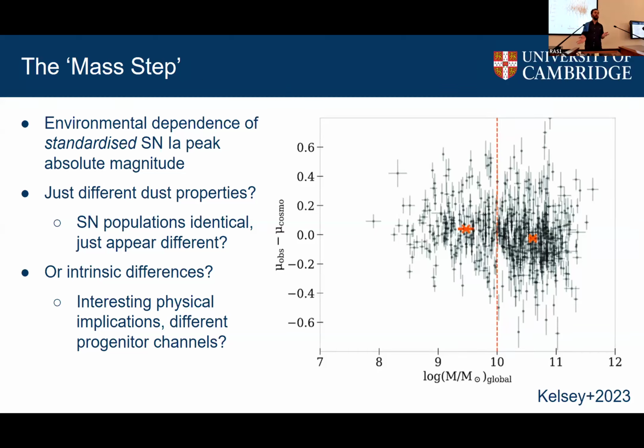And there's been a lot of ongoing discussion in the field about what the root cause of this is. Is there some kind of interesting intrinsic difference between these two? Maybe there's something different in their progenitors, maybe different progenitor channels, different populations of objects, and so on. Or maybe there is actually just one overall population, and they just happen to look different because of the effect of dust reddening from dust in those galaxies. Maybe those dust properties are different. So it's really important to try to understand this both from an astrophysical perspective and from a cosmological perspective.